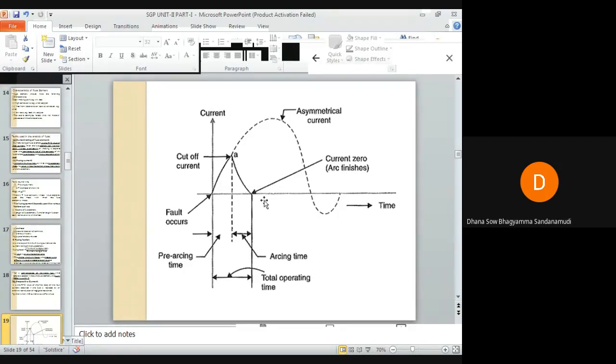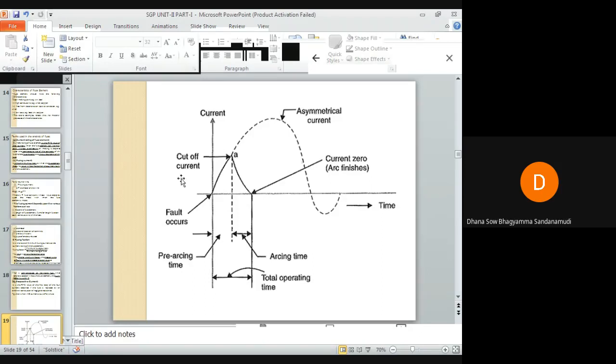Is that the RMS value of the first loop of the fault current? Okay, so this is the fault current, first loop fault current. You can see here. The RMS value of the first loop of the fault current is nothing but the prospective current. Now let us see all the terms in this image. Let us discuss one by one.